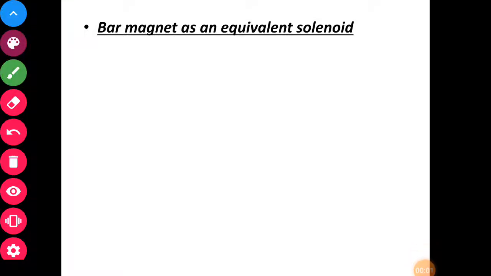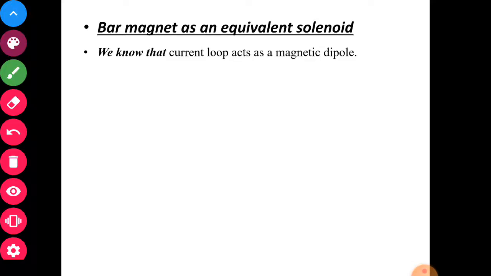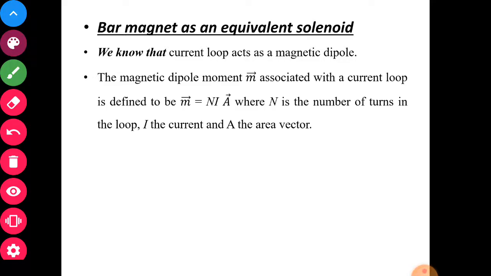Bar magnet as an equivalent solenoid, or we can say, the equivalence of a solenoid and a bar magnet. Now we know that a current loop acts as a magnetic dipole. The magnetic dipole moment associated with the loop is nothing but M is equal to NIA. N is the number of turns, I is the current passing through it, and A is the area vector.